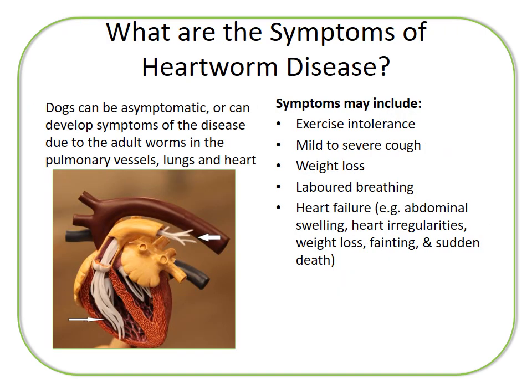What are the symptoms of heartworm disease, you ask? Well, dogs will develop symptoms of the disease due to the presence of adult heartworms in the pulmonary vessels, lungs, and heart. These symptoms may include exercise intolerance, mild to severe coughing, weight loss, labored breathing, and eventually heart failure. Heart failure can be identified by abdominal swelling, heart rhythm irregularities, weight loss, fainting, and even sudden death.